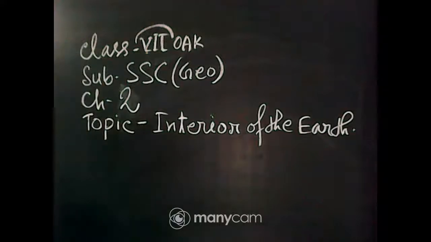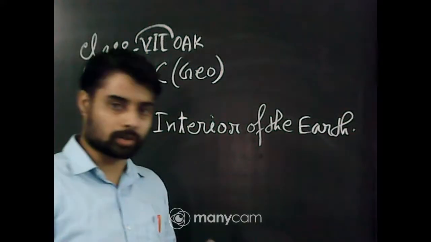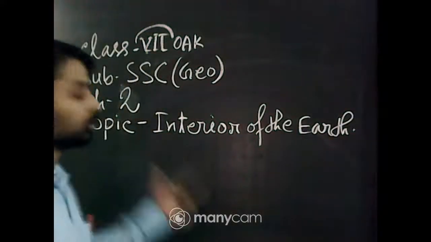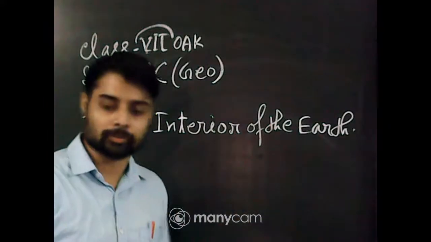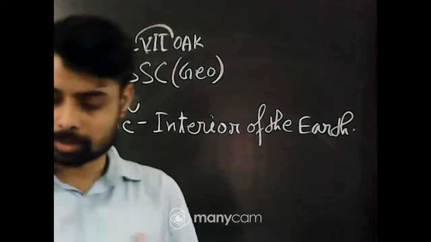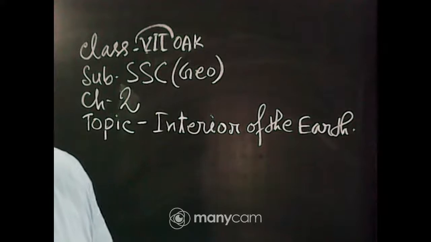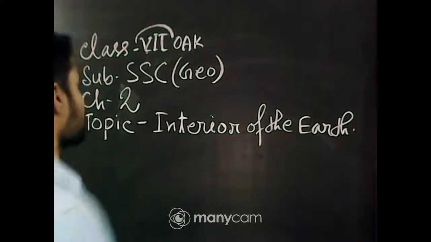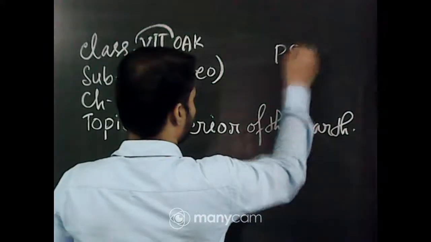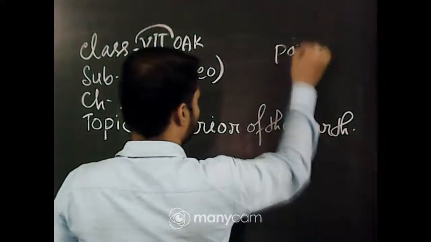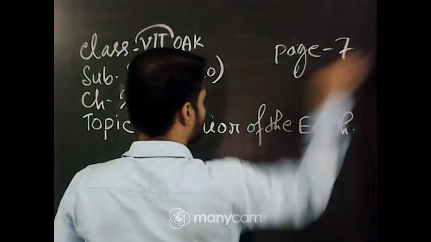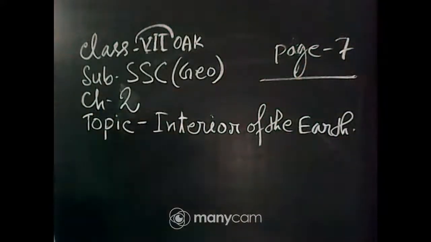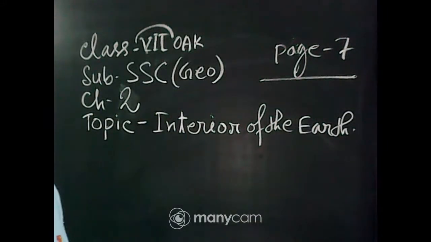So today we are going to discuss the social science geography, and the second chapter from your geography book. It is on page number 7. Okay, so open page number 7. Page number 7. So, Interior of the Earth. This is today's subunit.